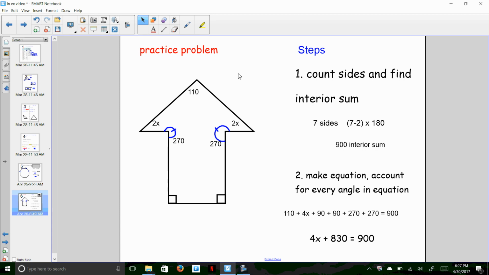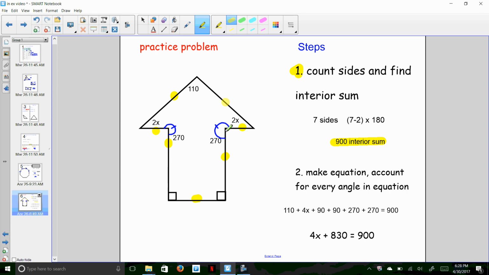All right, so here's an example of a problem that's going to come up. Practice problems. If you want to know how to solve for x in any of these problems, this is a more sophisticated one. What you do on every single problem like this, where we have to find x inside of a polygon, is count the sides and find the interior sum. This is what we do every time. This has 7 sides: 1, 2, 3, 4, 5, 6, 7. So this has 900.